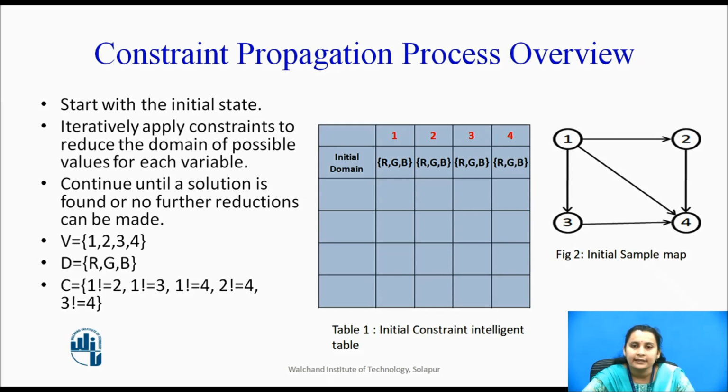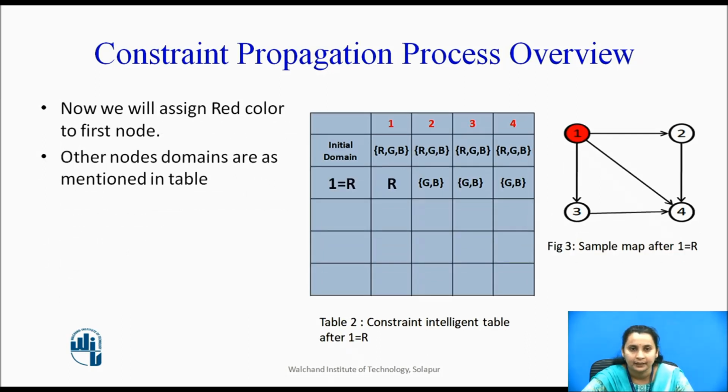Here, what is the variable? The set 1, 2, 3, 4 is the variable. And what is the domain? That is RGB, the available colors: red, green and blue. And what is our condition? Neighbor nodes 1 and 2 should not be the same, 1 and 3 should not be the same, 1 and 4 also should not be the same, 2 and 4 also should not be the same, and 3 and 4 also should not be the same. Whichever nodes are adjacent, they must have different colors.